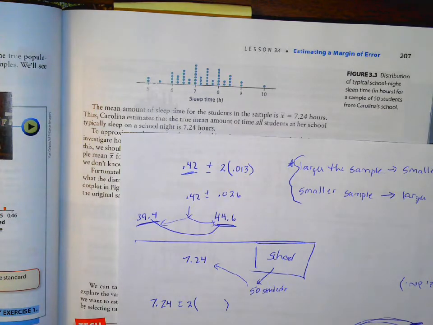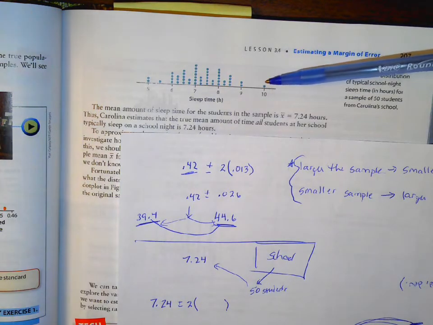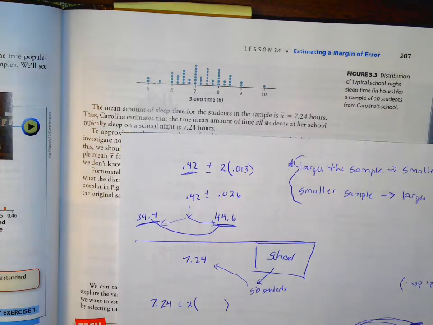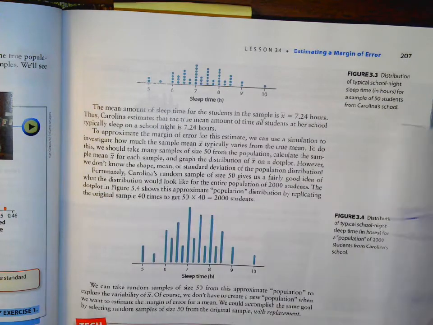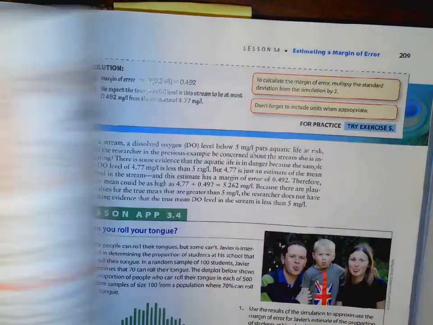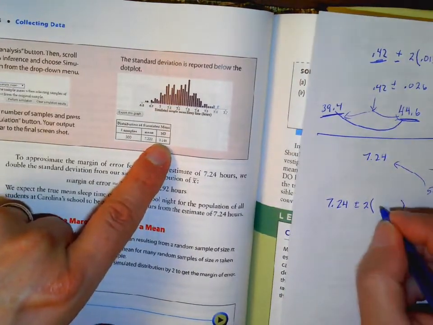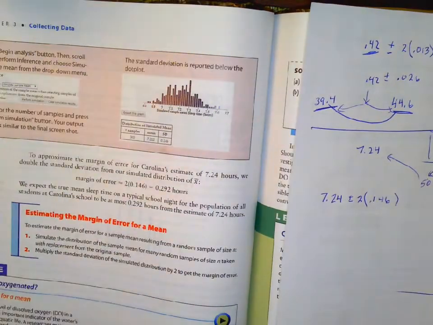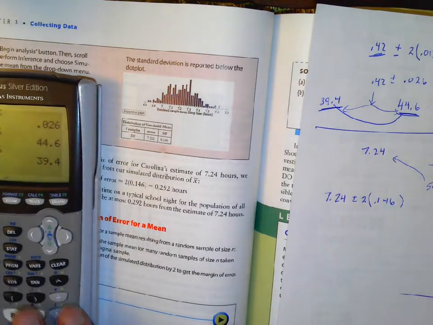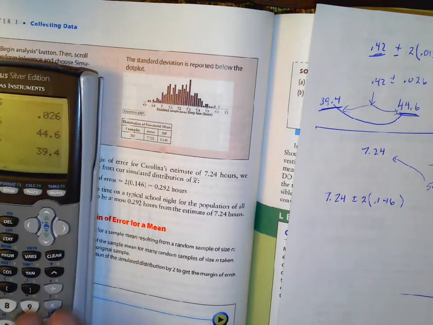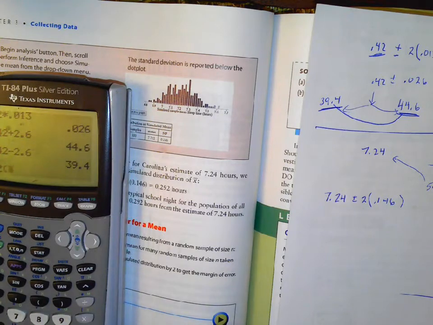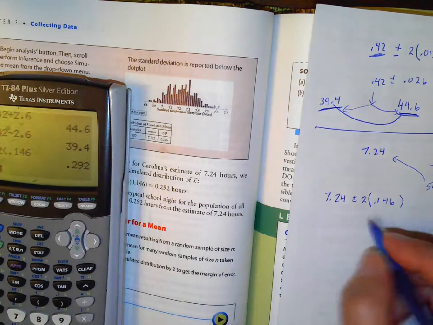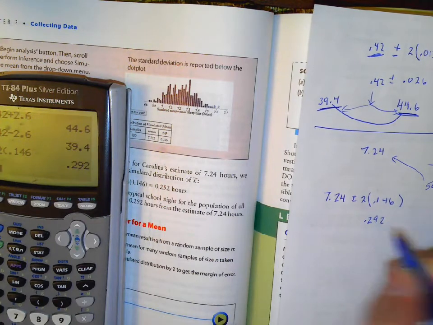Now, you know how to find standard deviation of numbers. We've done it in Desmos, right? We also did it by hand, which was kind of a pain. But what we're going to do is go with what they give you. So the standard deviation is 0.146. So if I take 7.24, well, let's multiply it together first. I take 2 times 0.146, and I get 0.292.